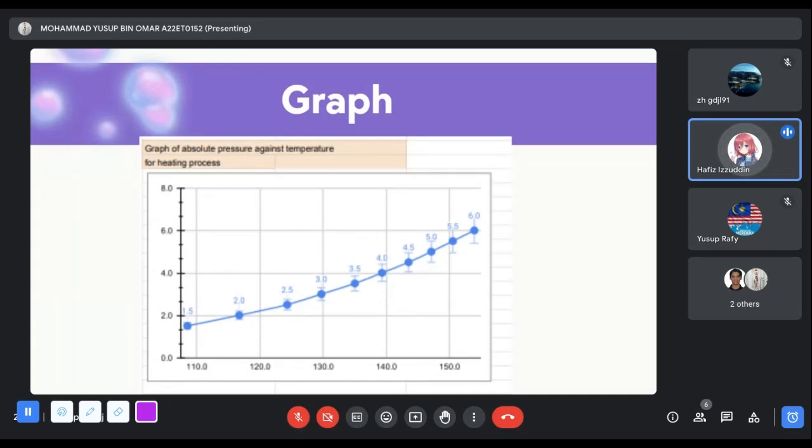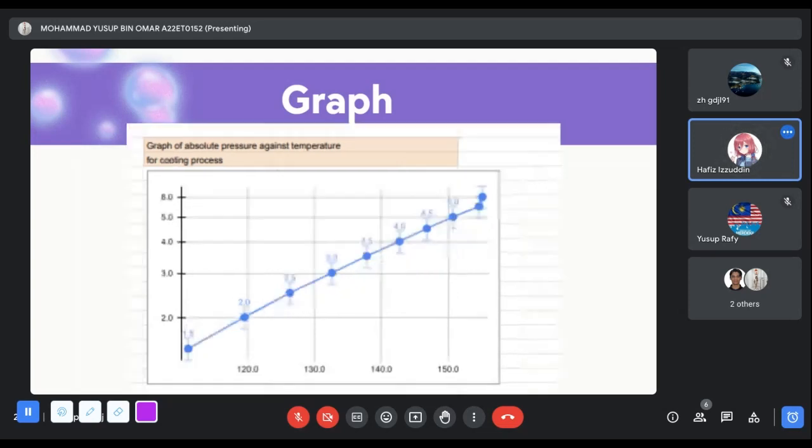Okay, this is a graph of pressure against temperature for the heating process. This is graph 1. Next.